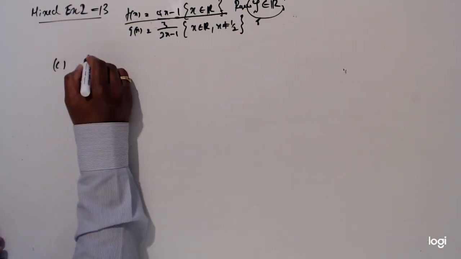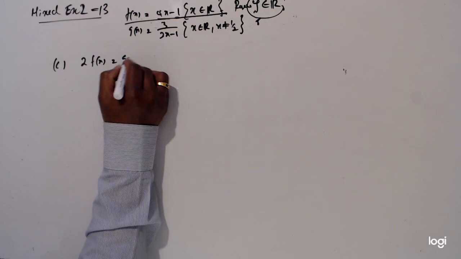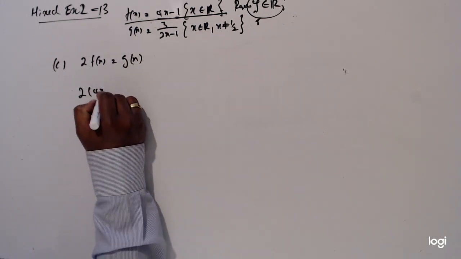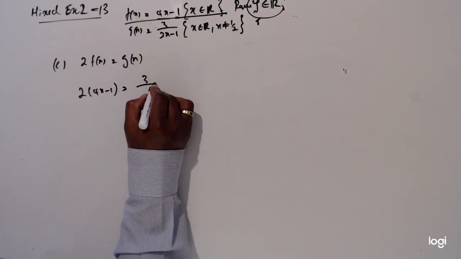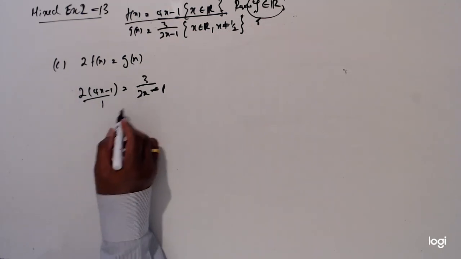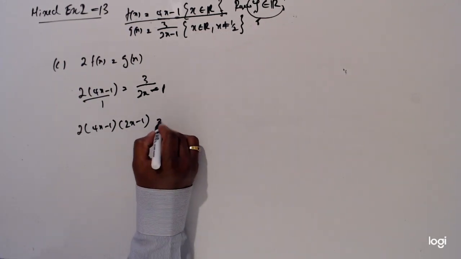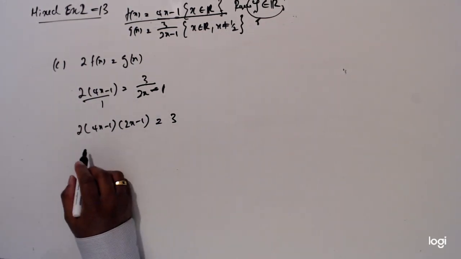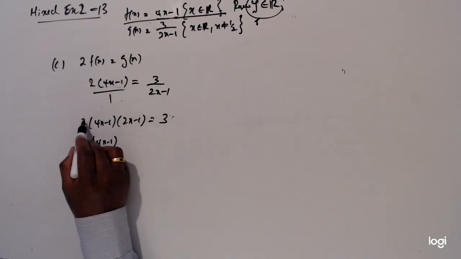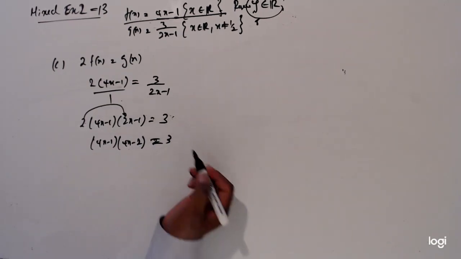Part C is 2f(x) equals g(x). So 2 times f(x), which is 4x minus 1, equals 3 over 2x minus 1. We have to solve this one. So cross multiply, 2 times (4x minus 1) times (2x minus 1), equals 3.